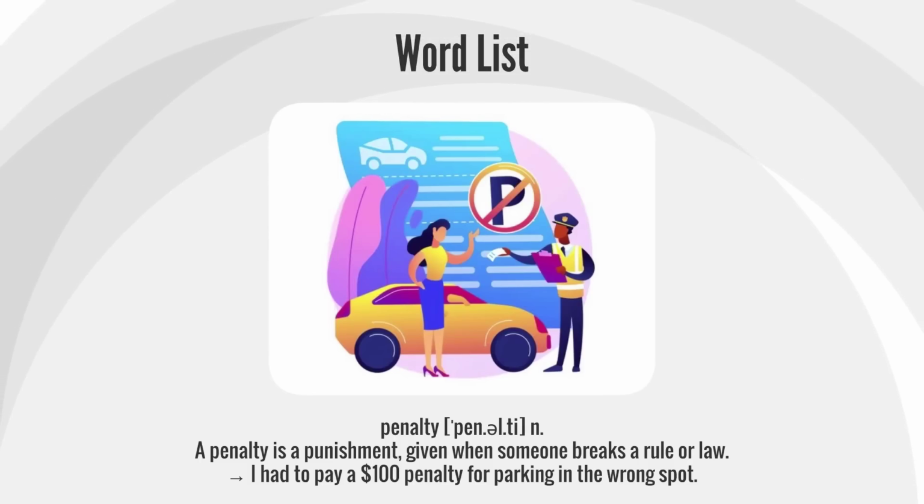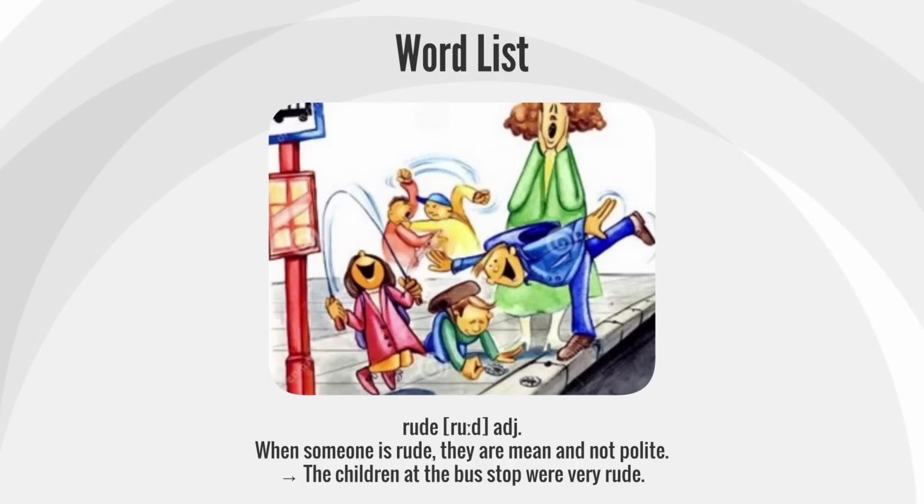Penalty. A penalty is a punishment given when someone breaks a rule or law. I had to pay a $100 penalty for parking in the wrong spot. Rude. When someone is rude, they are mean and not polite. The children at the bus stop were very rude.